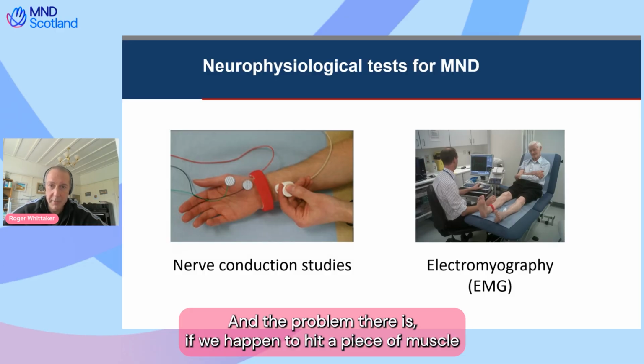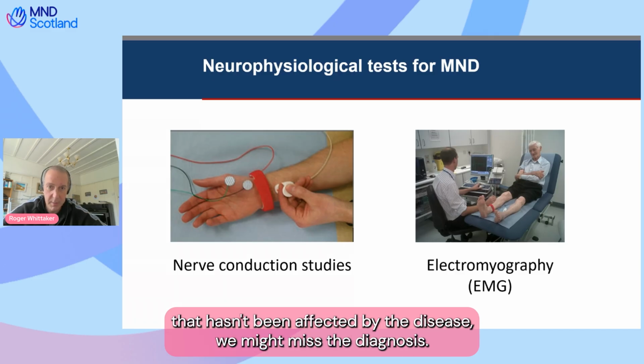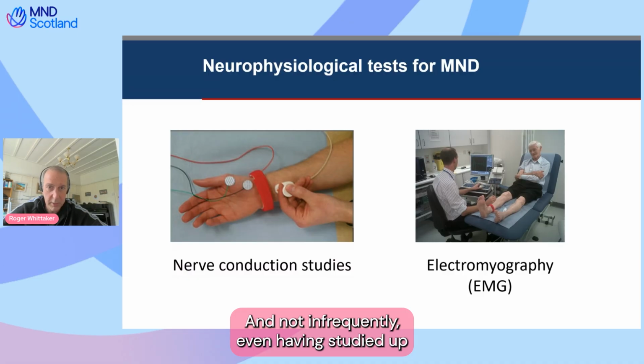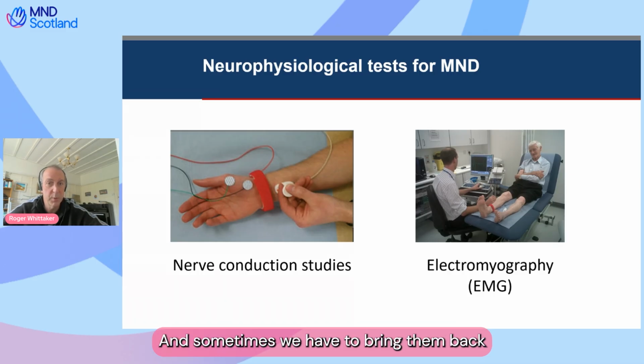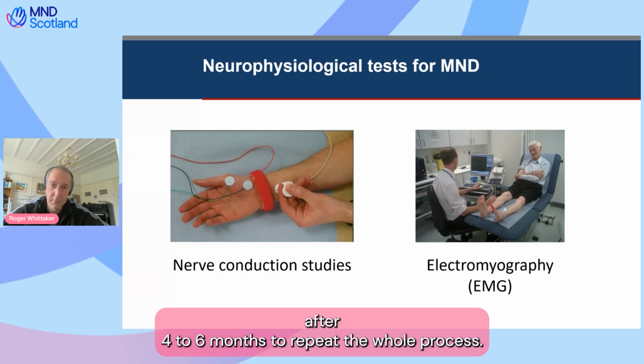And the problem there is, if we happen to hit a piece of muscle that hasn't been affected by the disease, we might miss the diagnosis. And not infrequently, even having studied up to 10 muscles in a patient, we're not certain of the diagnosis. And sometimes we have to bring them back after 4 to 6 months to repeat the whole process.